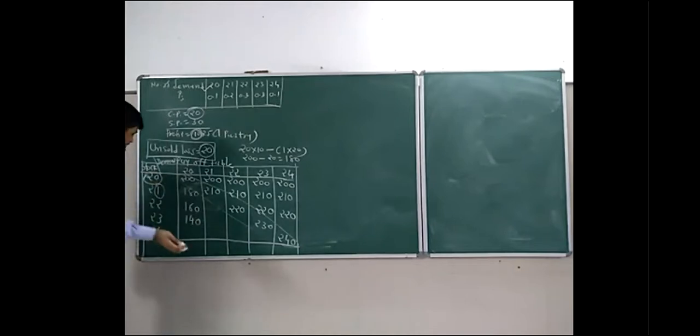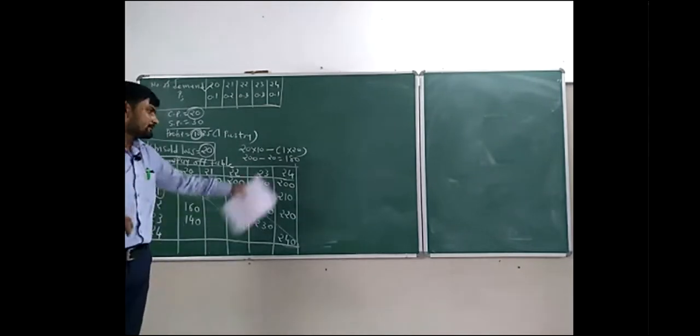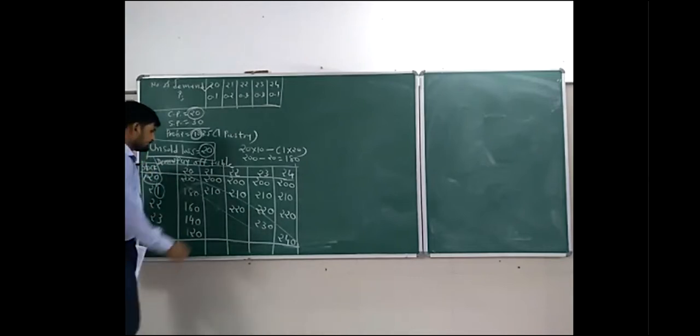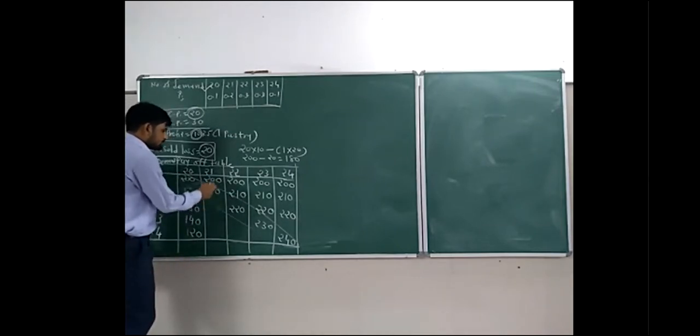Similarly, 200 minus... and 4 pastries you have to throw away. So again you have to suffer loss for 4 pastries. 4 into 20, 80. So 200 minus 80 is 120. Or you can subtract 20, 20, 20. So similarly here again the loss is the same.